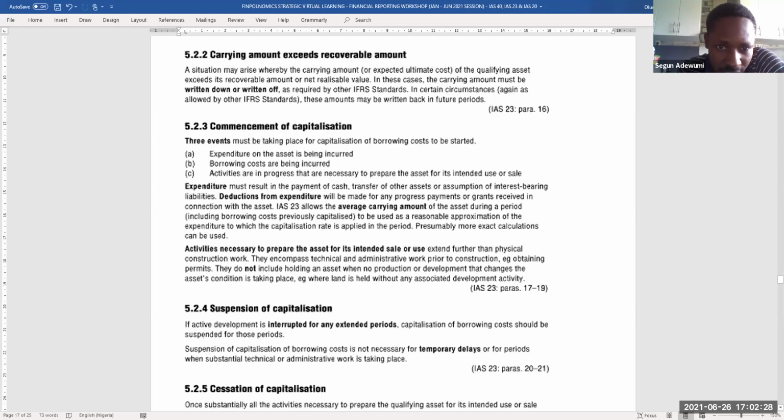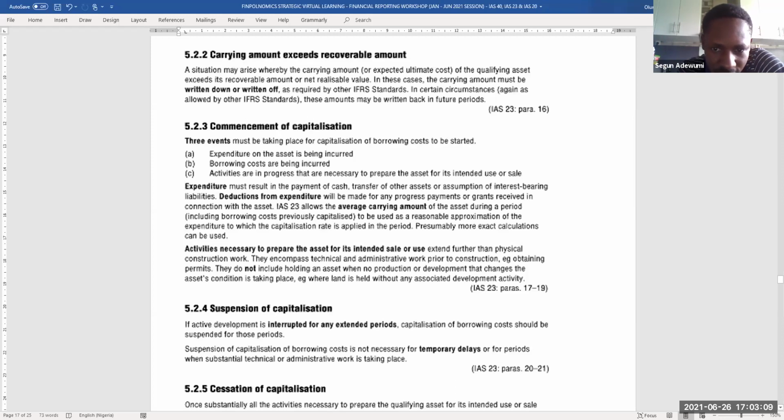3 events must be taking place for capitalization of borrowing costs to be started. A, expenditure on the asset is being incurred. B, borrowing costs are being incurred. C, activities are in progress that are necessary to prepare the asset for its intended use or sale. Expenditure must result in the payment of cash, transfer of other assets, or assumption of interest-bearing liabilities. Deductions from expenditure will be made for any progress payments or grants received in connection with the asset.